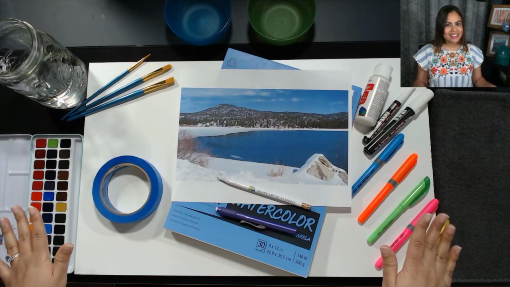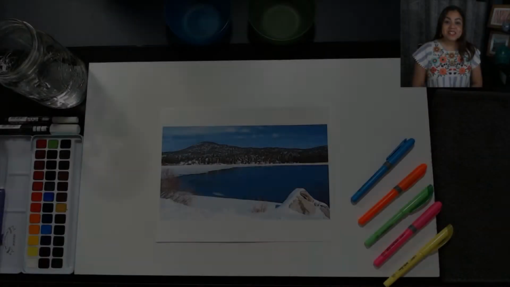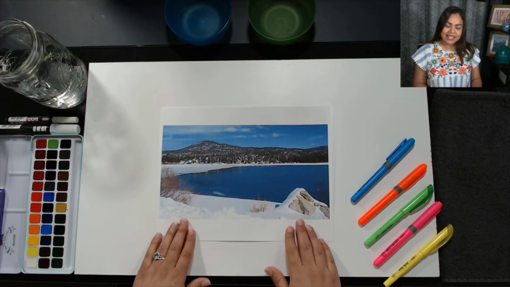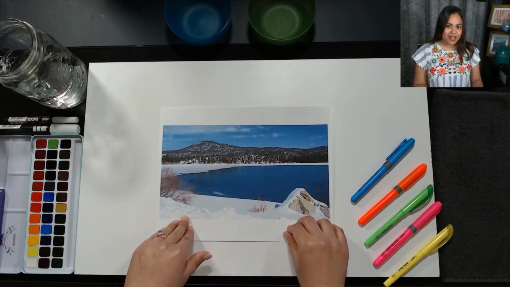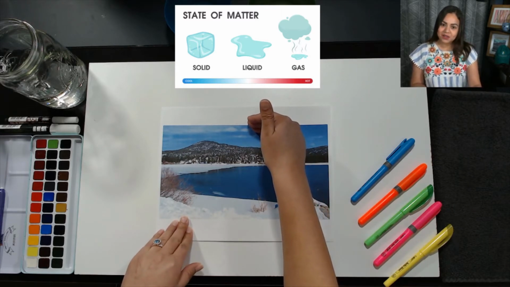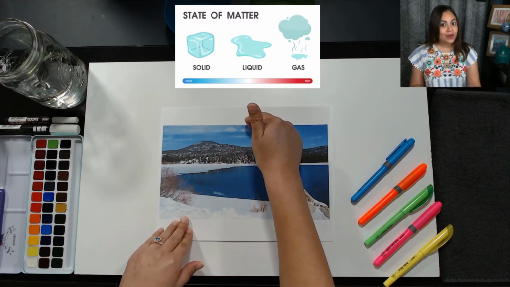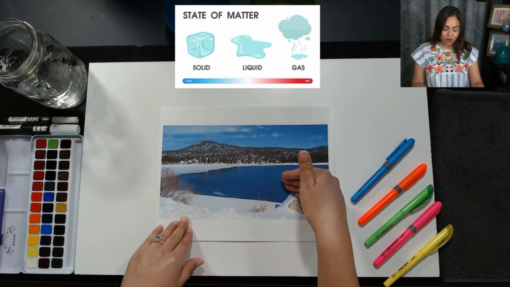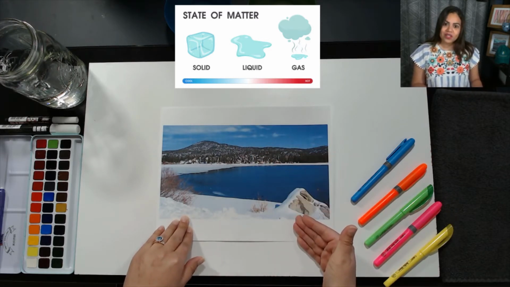All right, let's get started. So this is the image that I've selected for us to recreate and then paint today. And in this image, you're going to find water in its three states. You'll find water as a cloud, as water vapor, or water in its gaseous state. You'll find a lake filled with liquid water, and you'll see snow. And snow, of course, is water in its solid form.